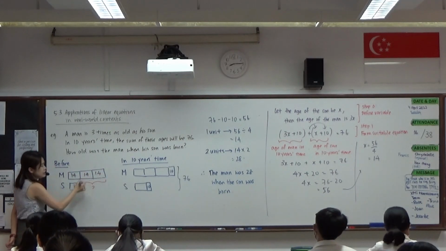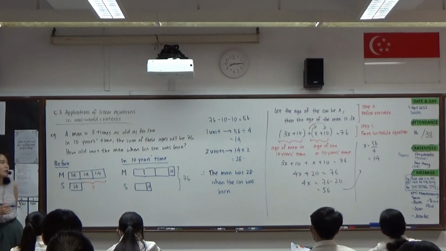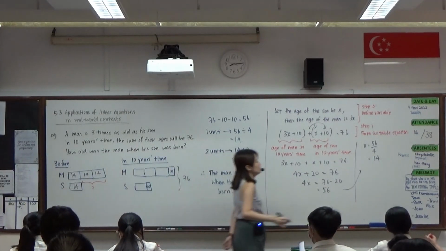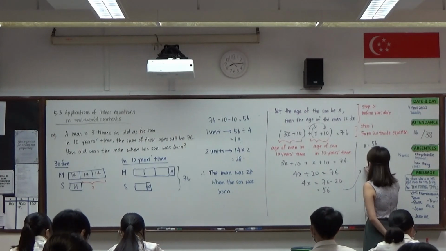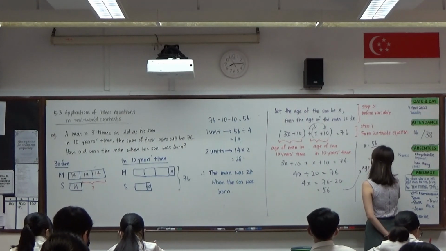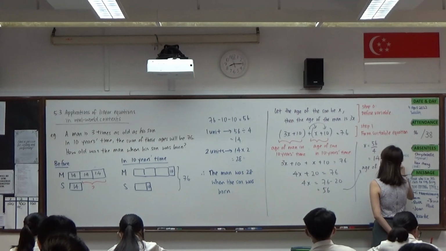To know the difference, we know that we're trying to find out what is 2x. So, age of man when son was born.